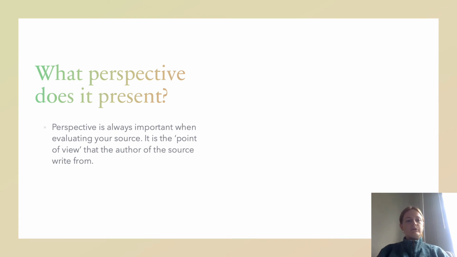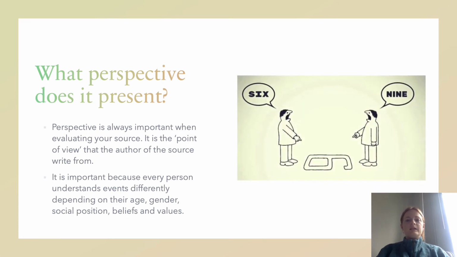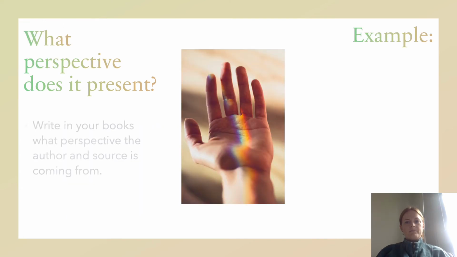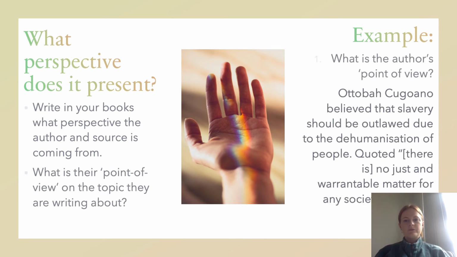It's the point of view that the author of the source wrote from. It is important because every person understands events differently, depending on their age, gender, social position, beliefs, and values. Let's have a look at my example, and then you can have a go yourself. Here you can see in my example that I have included a quote from the source to prove my point about the author's perspective. I have responded by saying, Ottobah Cugoano believed that slavery should be outlawed due to the dehumanization of people. Quoted, "There is no just and warrantable matter for any society of men to hold slaves." Now it's your turn.